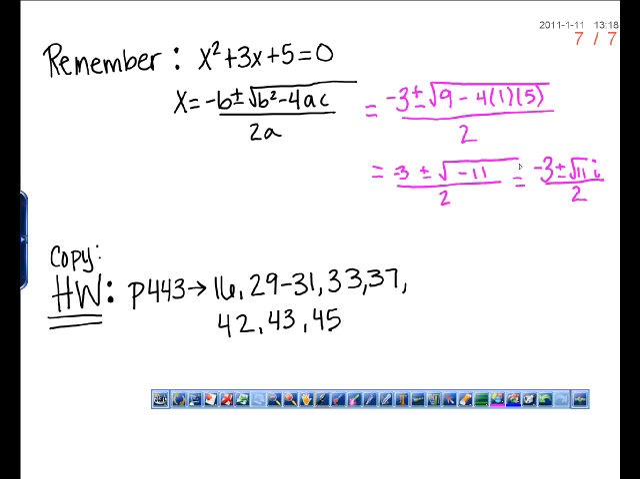Just a little refresher, okay? You're not all going to factor on your homework, okay? So you got to remember the quadratic formula.